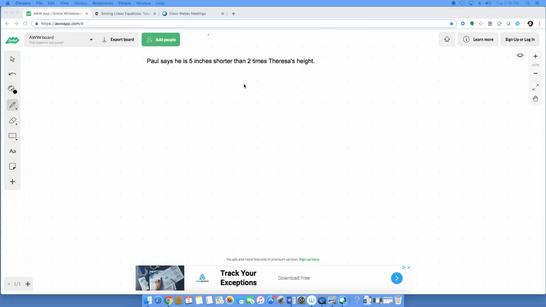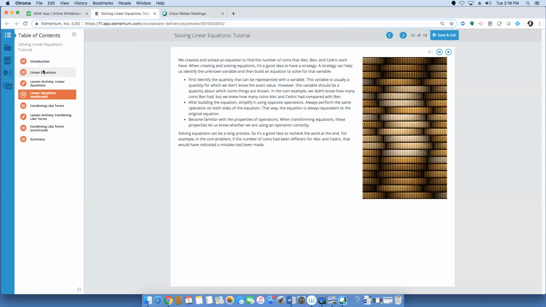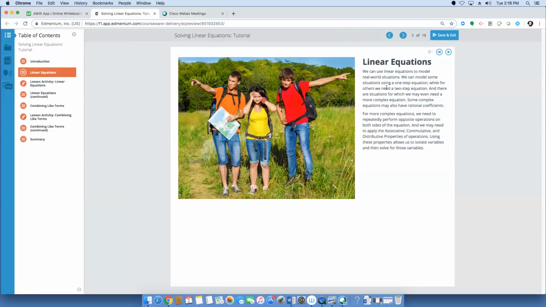Hi, this is Ms. Perez, and I'm going to be going over writing equations with you. So first, before we dive into this example, let me just go over a couple things in a tutorial. We'll start with this page over here. We can use linear equations to model real-world situations. So that's what we're going to be doing. You've seen linear equations before. Now we're going to be taking real-world situations and making equations out of them.